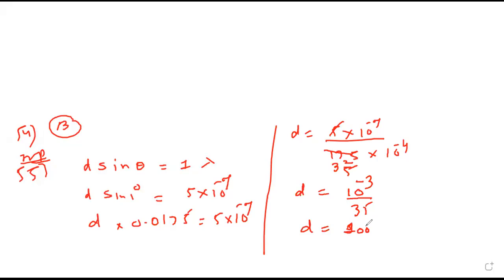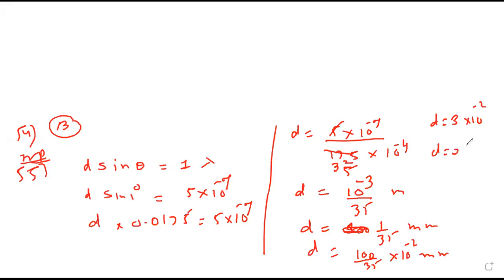which we can write as 100 upon 35 into 10 raised to minus 3. This is in meter, converting to millimeter, I can say 100 upon 35 into 10 raised to minus 2 millimeter. This is close to 3 into 10 raised to minus 2, so close to 0.03 millimeter. Let us check the options: 0.0303. Which one should I take?